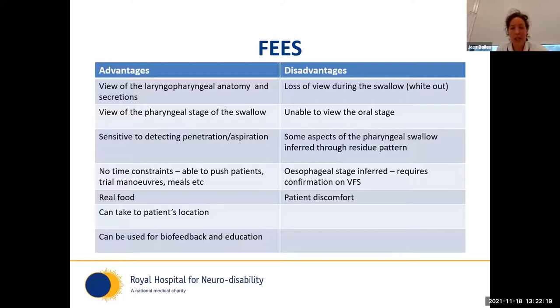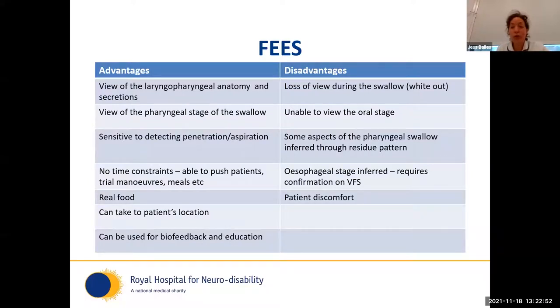So as long as the patient can tolerate it and the endoscopist's arm can do it, you can keep it going as long as you want. So that's really useful in being able to push patients, trial maneuvers, have whole meals. When we're using FEES, you actually often want people to aspirate so that you can see what happens when they do aspirate, because that might be something that's happening regularly outside of the assessment, and we want to know how they respond to it.